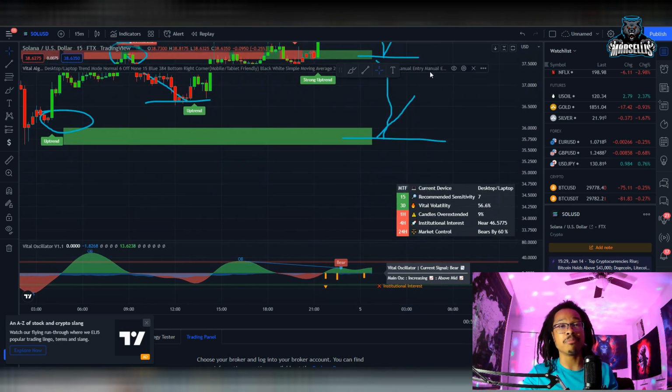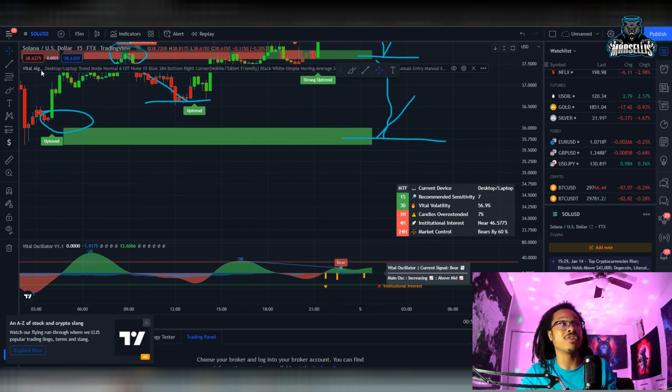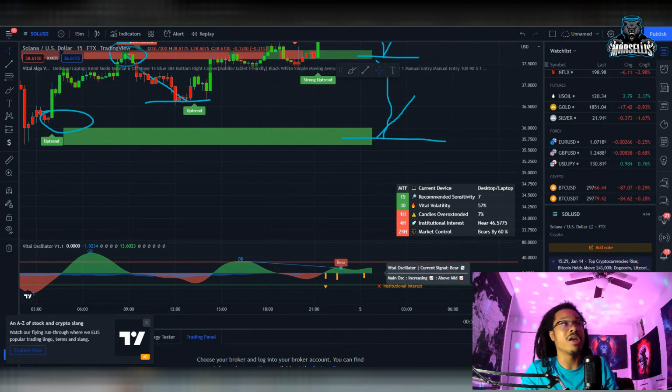But there's always a jump midway down to the support floor. It would be pretty much around $36, $35. That's probably where we would have that increase if we were to go down to $30. But that's only if we were to break 37.50 and go way below that.